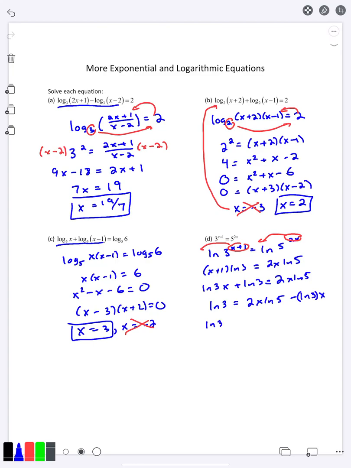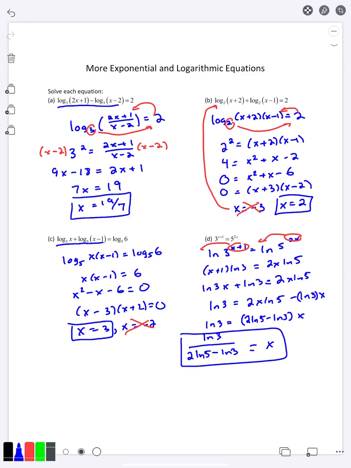And then this is going to look a little weird, but I'm going to factor the x out because they both have an x. And this other part here looks weird, but it's a number. It's 2 ln 5 minus ln 3. And if you really want to, you could put it in a calculator to get a decimal, but this is the exact answer here. And then we divide, and we get ln 3 over (2 ln 5 minus ln 3). And this is how we get our answer for x.